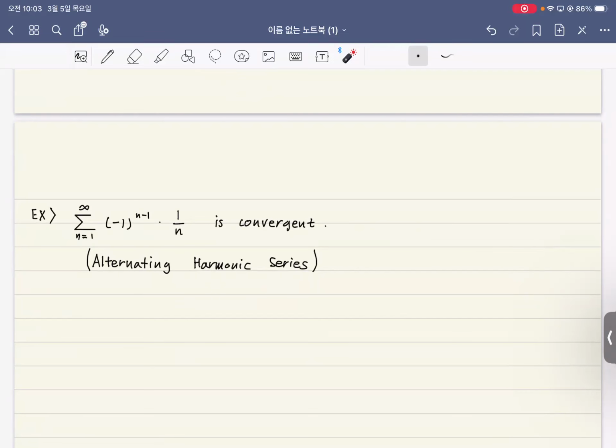Sorry, let me digress a little bit. This one is convergent, but the question is, which number is it converging to? That is actually a very interesting question, and it turns out this number is converging to the natural log of 2. Wow, isn't that amazing? 놀랍지 않으세요?